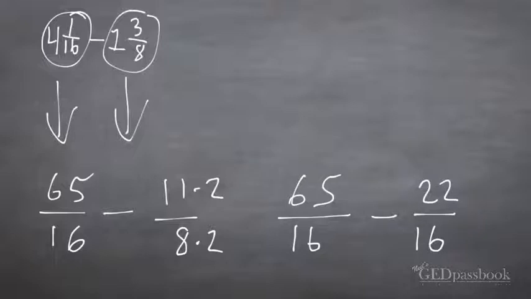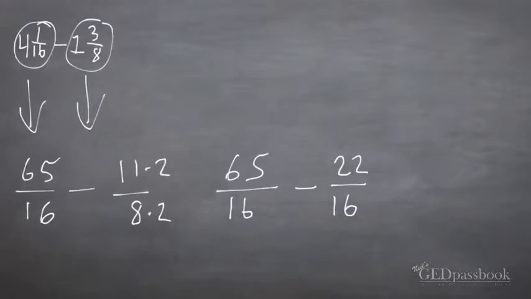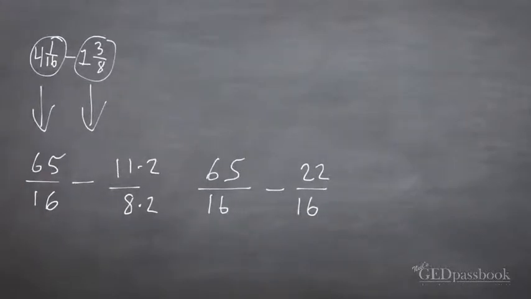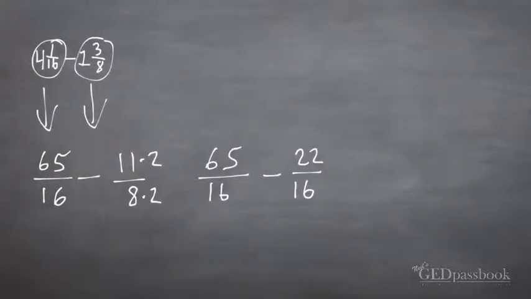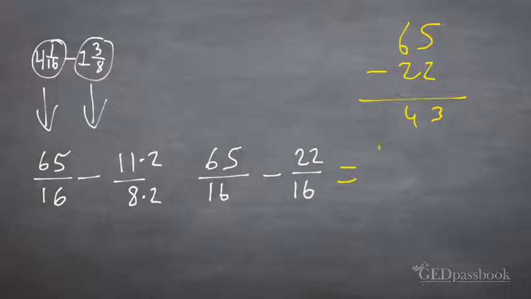What is 65 minus 22? Oh man, it came out slanted. What is it? Do I have to show this? 5 minus 2 is 3. 6 minus 2 is 4. 43 over 16. So 43 over 16 is your final answer?